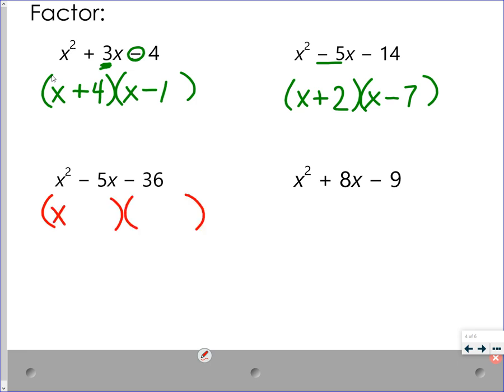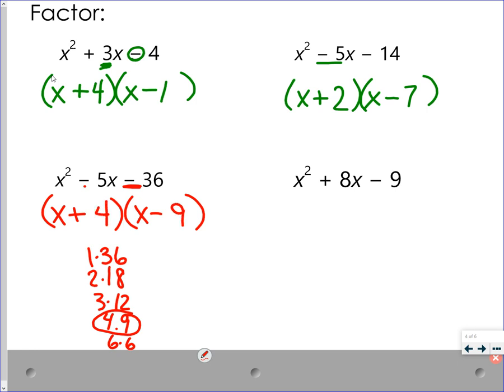36, now we have more factors. We do know that it's going to be a plus and a minus, different signs, because of that negative. Numbers that multiply to be 36. And again, feel free to make a list if you need to. I have a feeling some of you already know these numbers in your head, but 1 times 36, 2 times 18, 3 times 12, 4 times 9, 6 times 6. We have a lot of options here, but I need numbers that I can subtract and get 5. That's that pair. And I have more negatives, which means the 9 would be with the negative, and the 4 is going to be with the positive.